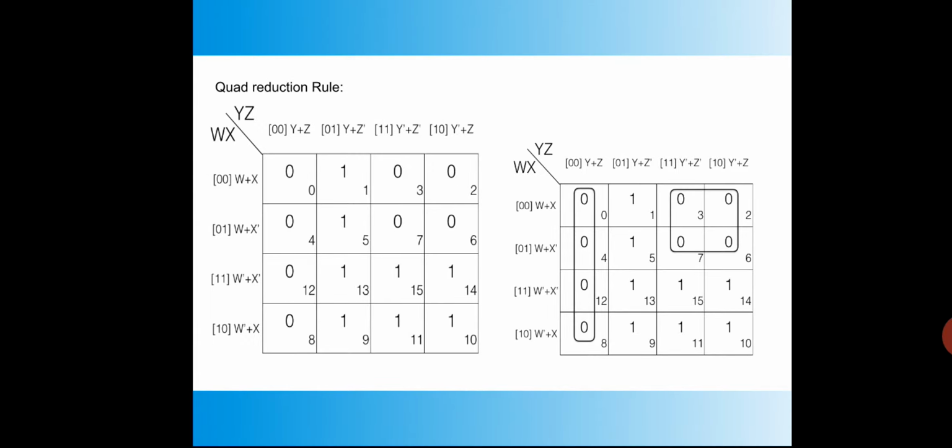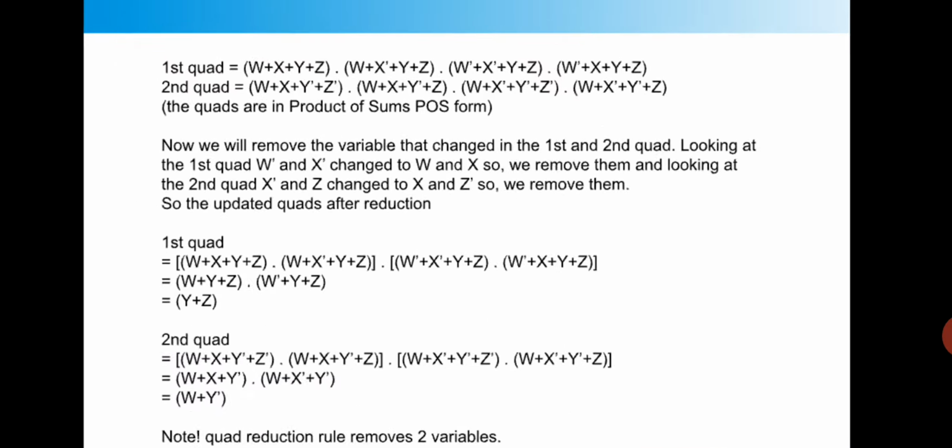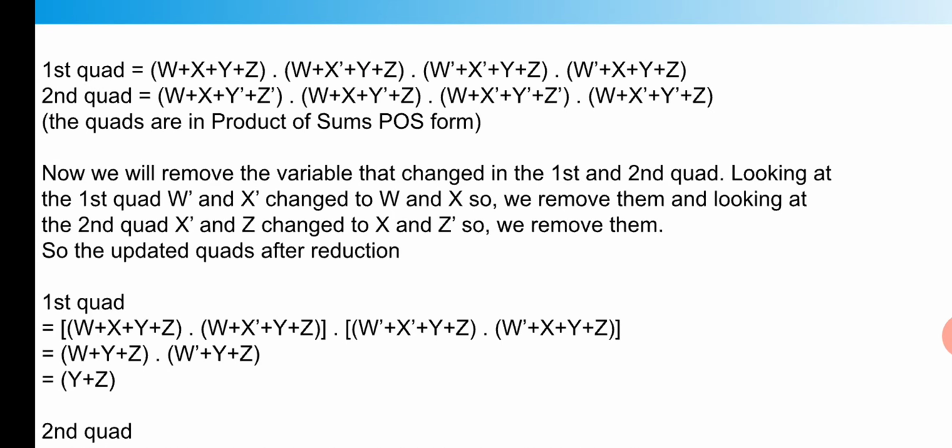Again, come here and check how exactly you got that. W plus x dash plus y plus z, the second row, first square. In the same case, how to represent the third row and first column, or first square? Again it is w dash plus x dash plus y plus z. You can see here w dash plus x dash plus y plus z.